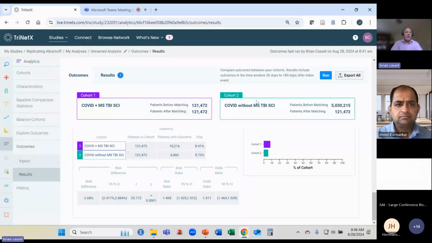Again, if I clicked export all, that would happen within 10 or 15 seconds. All that output would be put into a Word document for me.